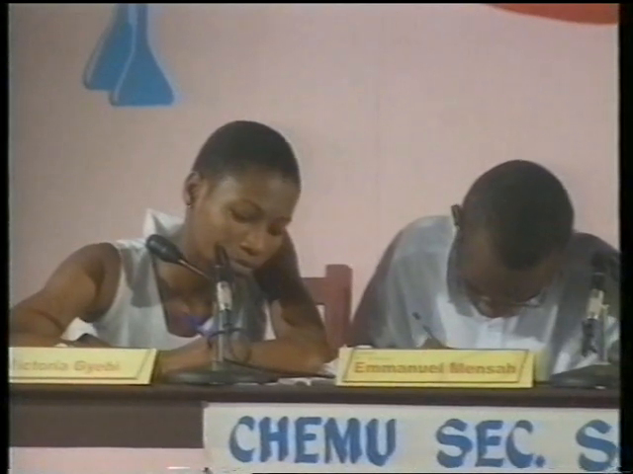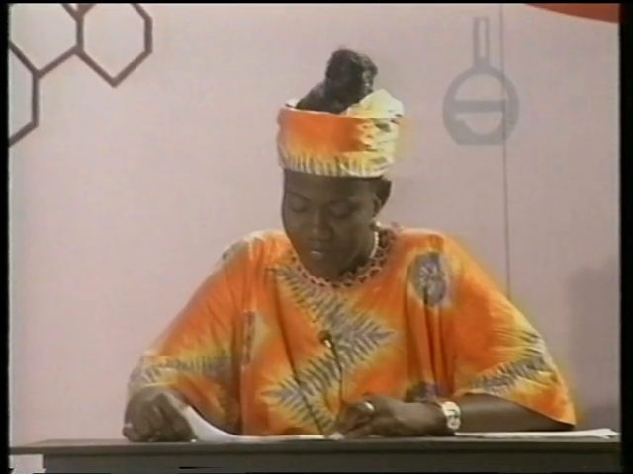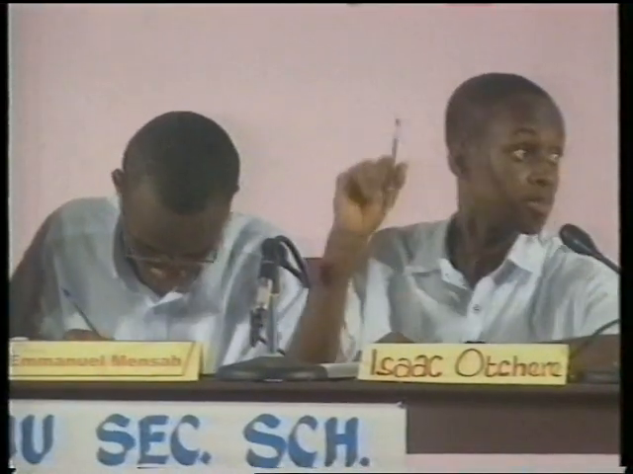Chemu Secondary, the lifespan of a human red blood cell is about 2 months. 2 months. Victoria? False. That is correct. Tamale Secondary, a gas has no definite shape but has a definite volume. Osman? It's false. That is correct. Chemu Secondary, a body can never have velocity and displacement in opposite directions. Isaac? False. I'm sorry, Isaac. That is true. That is very true.